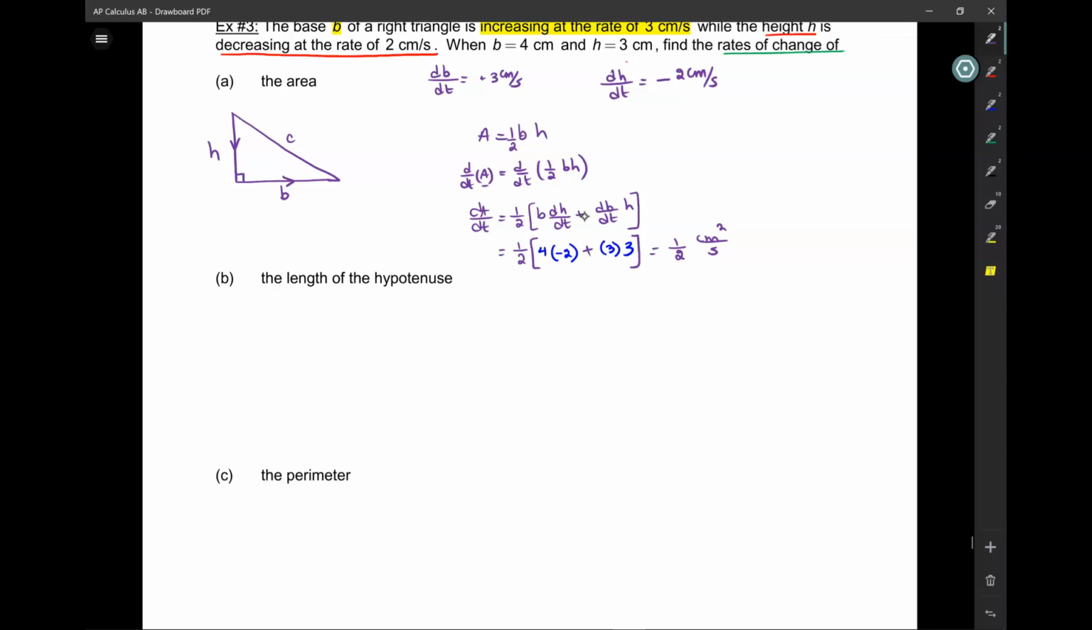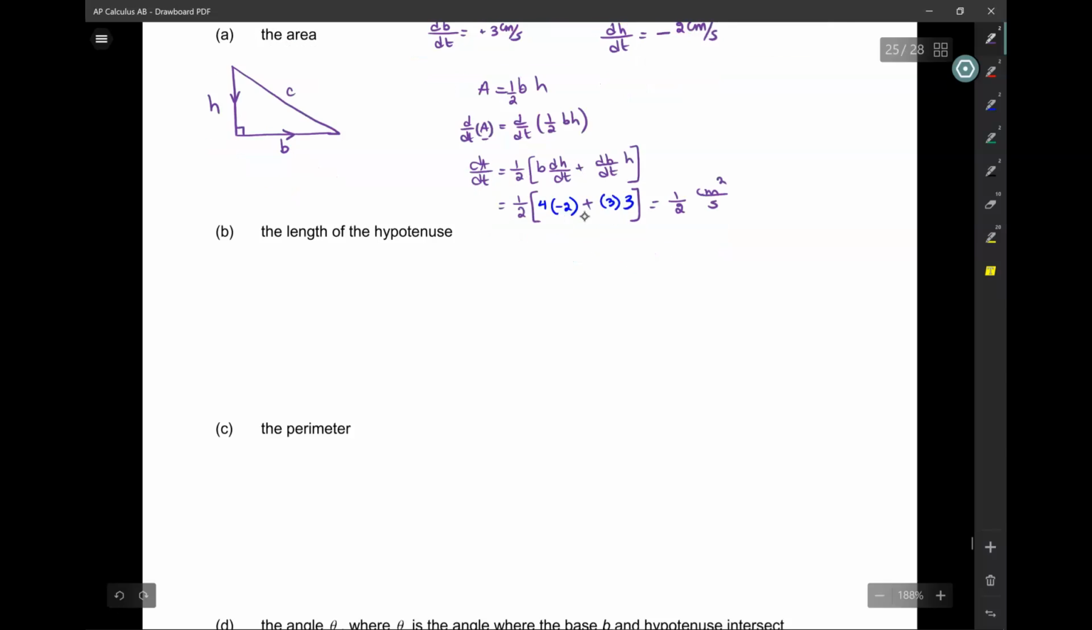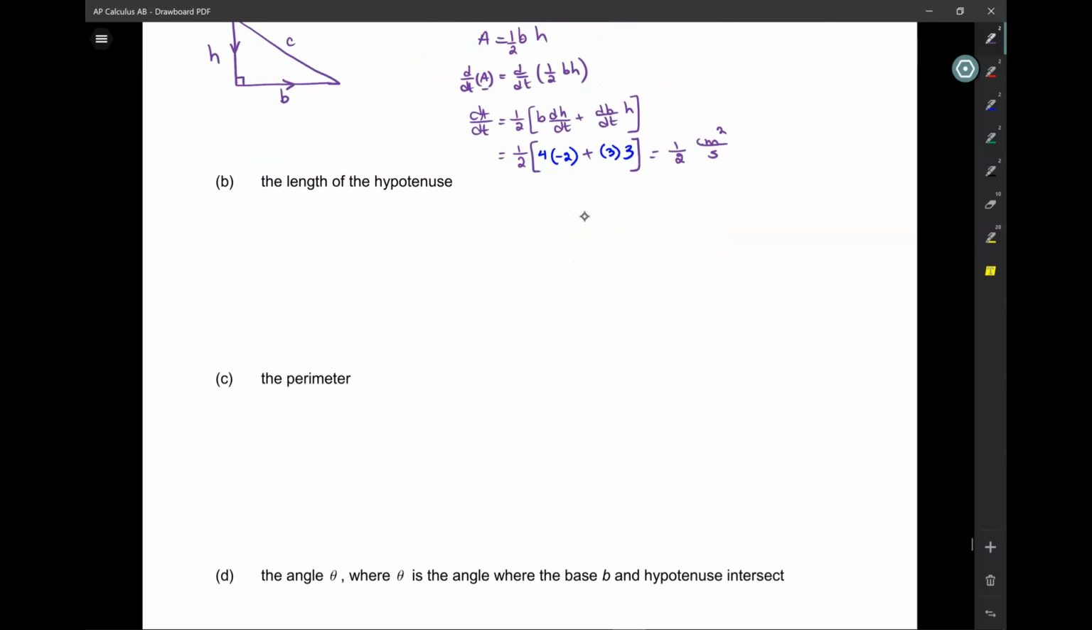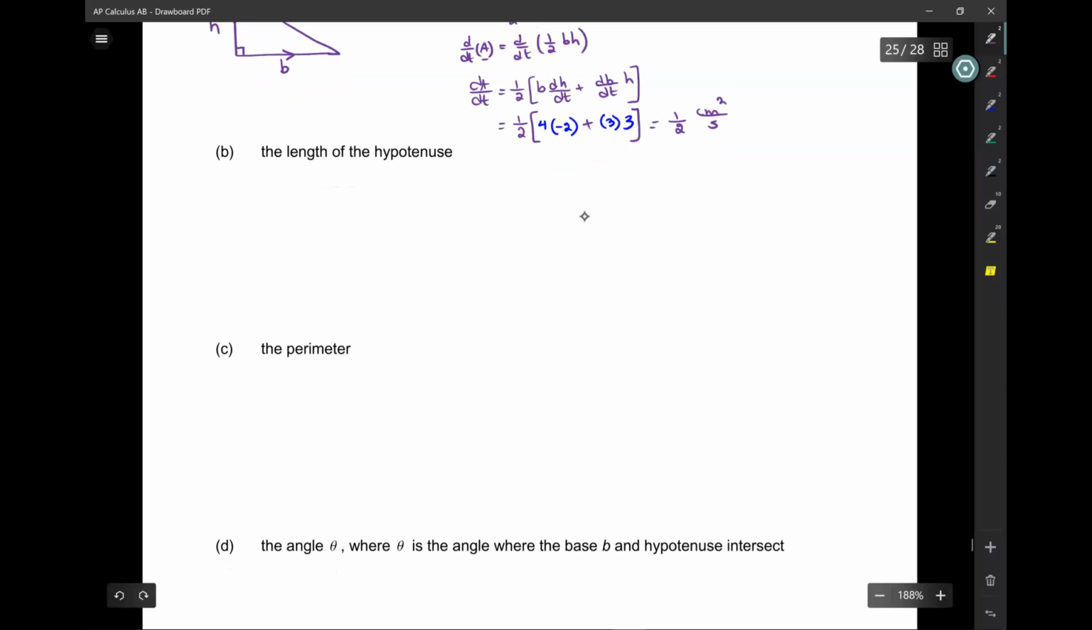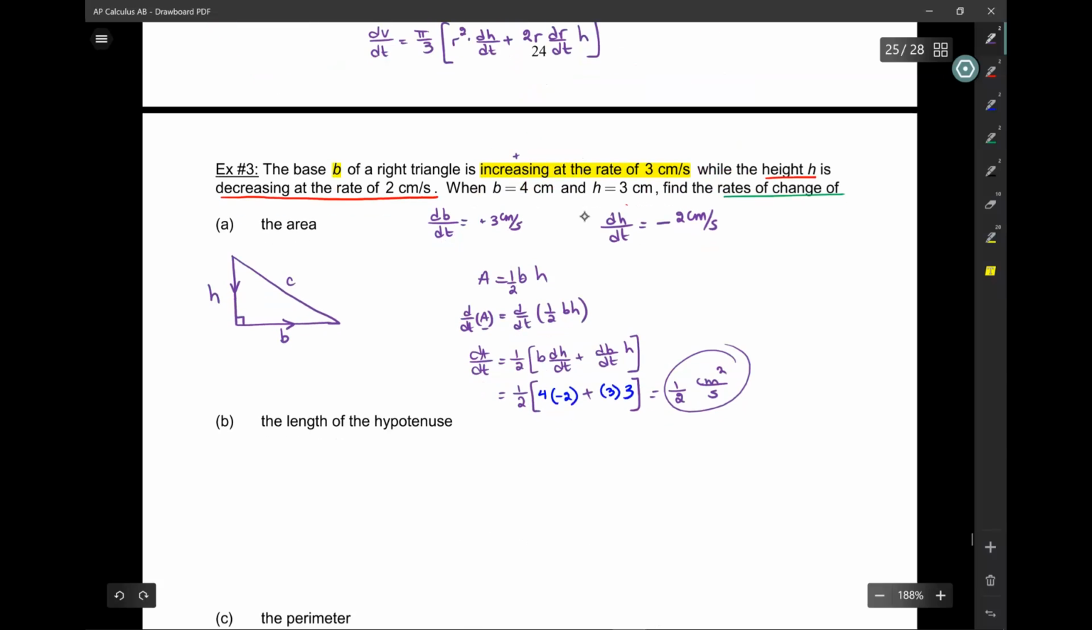As far as parentheses and brackets, they're grouping symbols, and you can use them in any way, shape, or form that you are comfortable with. If we put parentheses, we don't have to put brackets, because we didn't substitute anything in yet. It doesn't matter at all. It's in the problem because it says when b is 4 and h is 3.